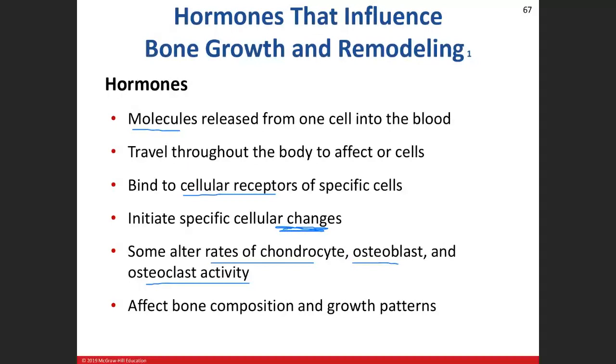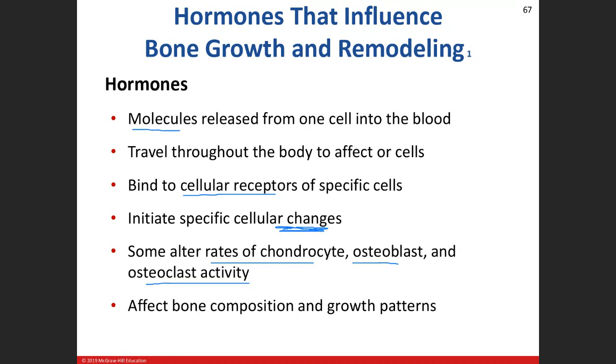Because if we're affecting the rates of chondrocyte activity, well, where are our chondrocytes? In our growth plates. So we can affect the rate of growth plate activity, meaning if we increase the rate of chondrocyte activity in the growth plate, then we give somebody a growth spurt. Growth hormone likes to do that, okay? So we're going to talk about that.